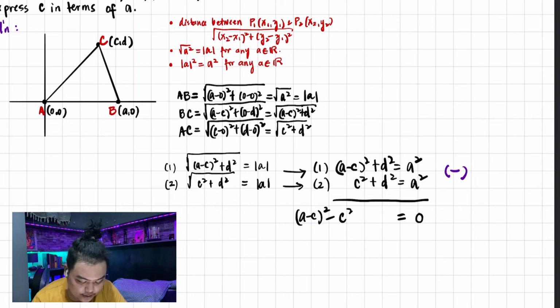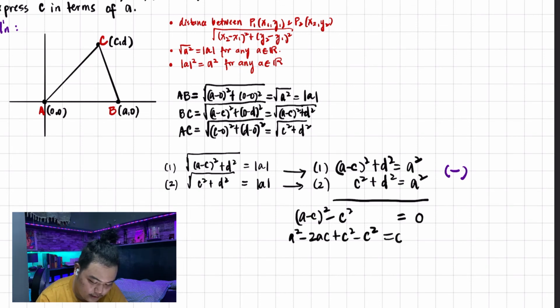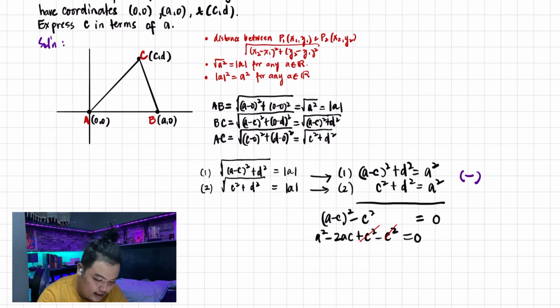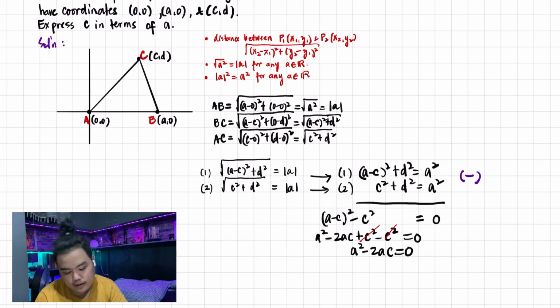Nagets ba yon? So ano ang lalabas dito? Expand lang natin ito ha. So what do we get? A square minus 2AC plus C square equal to 0. O saya natin, makakancel yung C square. Okay? Tapos, meron na tayong A square minus 2AC equal to 0. Tapos ang sabi sa atin, express C in terms of A.